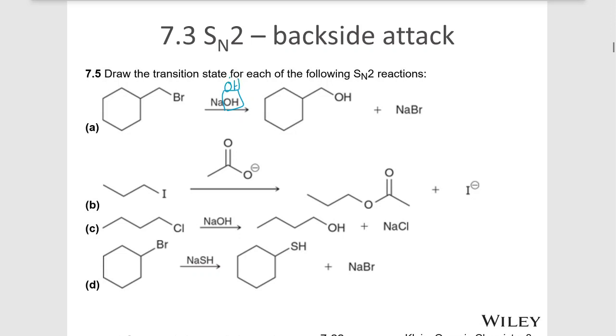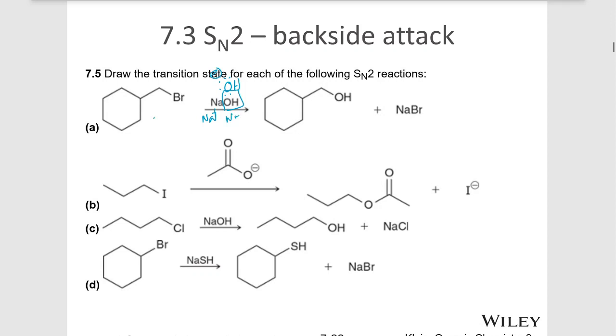Why is that the nucleophile? That's the nucleophile because sodium has a positive charge. It's over on the left side of the periodic table. It's not going to be doing anything here. It's just a counter ion. Hydroxide has lone pairs and a negative charge. That's going to be our nucleophile.